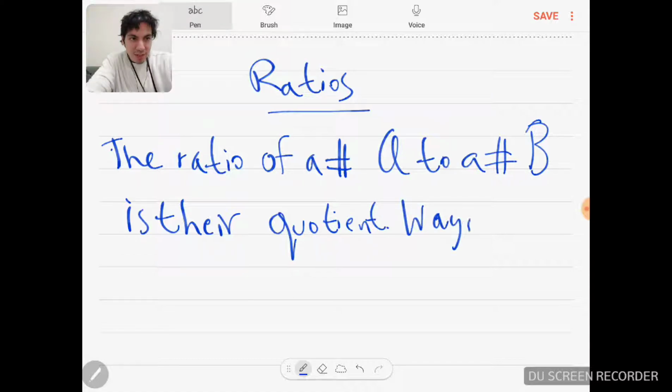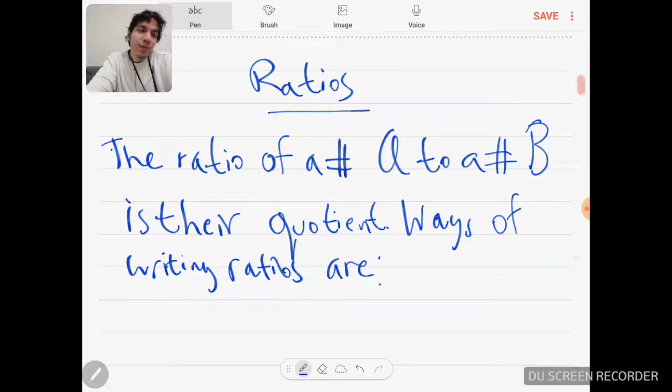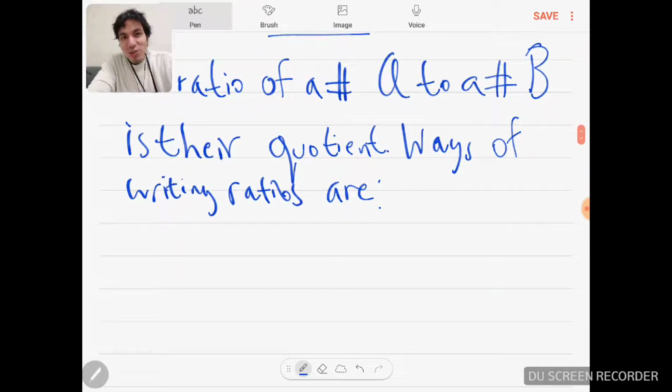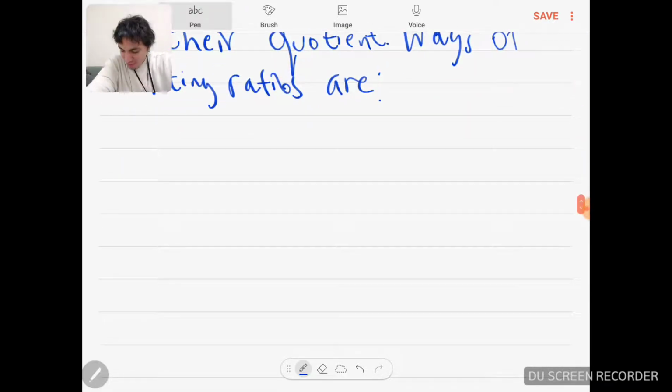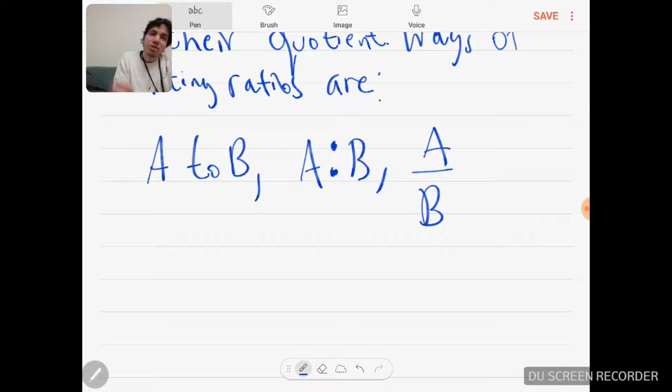So here are ways of writing ratios. There are three ways to write ratios, and they are: A to B, A colon B, and simply A over B as a fraction.